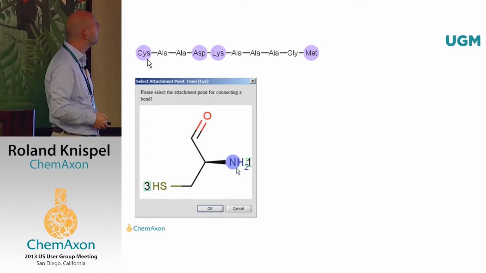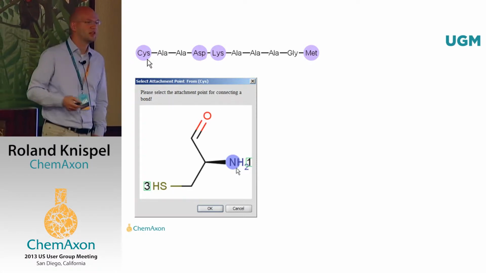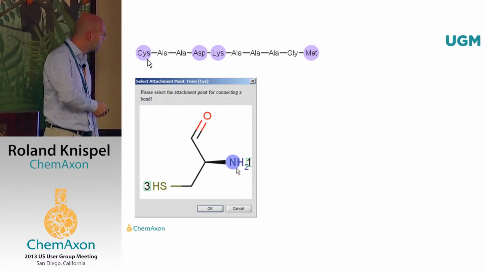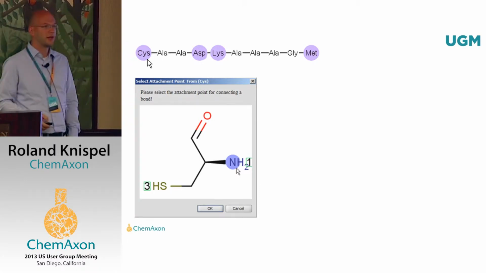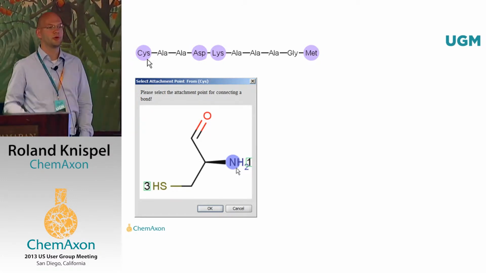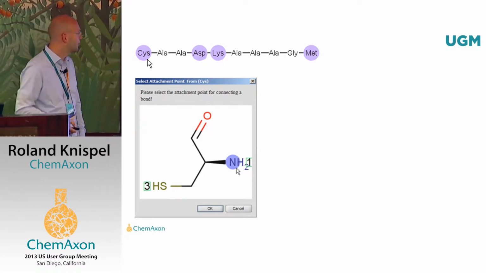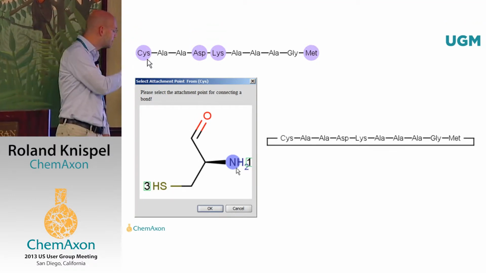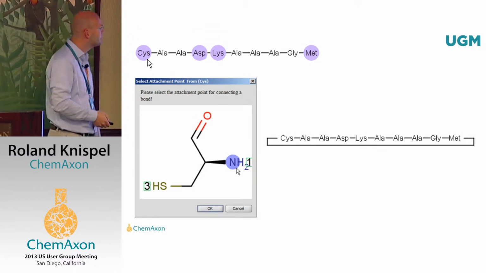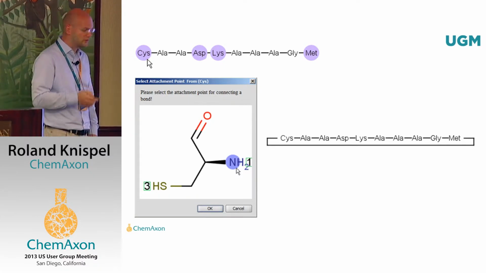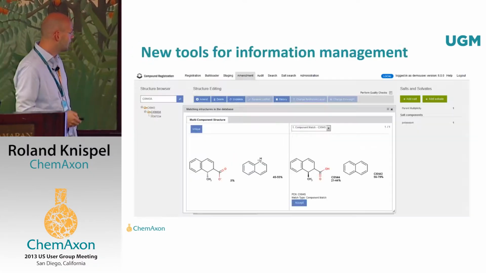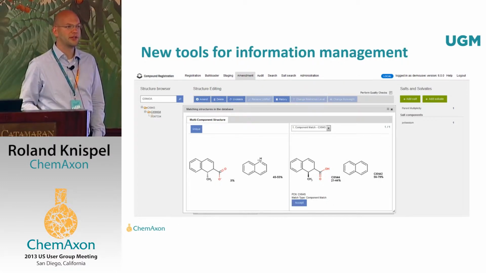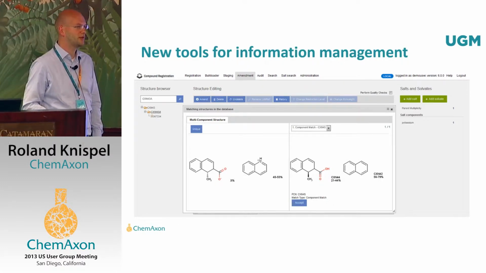works if you are connecting to something which actually has more than just a single free attachment point. You will be shown a little pop-up window where you have to specify to which of the free attachment points your bond is actually going. And in this case, I choose the cysteine here as the first residue, and I get this closed loop for the cyclic peptide. So it's nice. We can draw such things now a little bit better in our Marvin Sketch application.